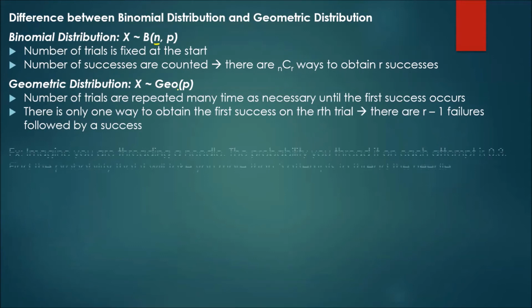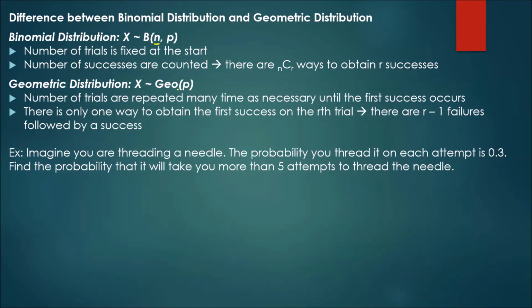Let us have a sample problem. Imagine you are threading a needle. The probability you thread it on each attempt is 0.3. Find the probability that it will take you more than 5 attempts to thread the needle. So let us define the distribution first. We have a geometric distribution wherein our success is 0.3. So p is 0.3. Therefore our q is 0.7, right?